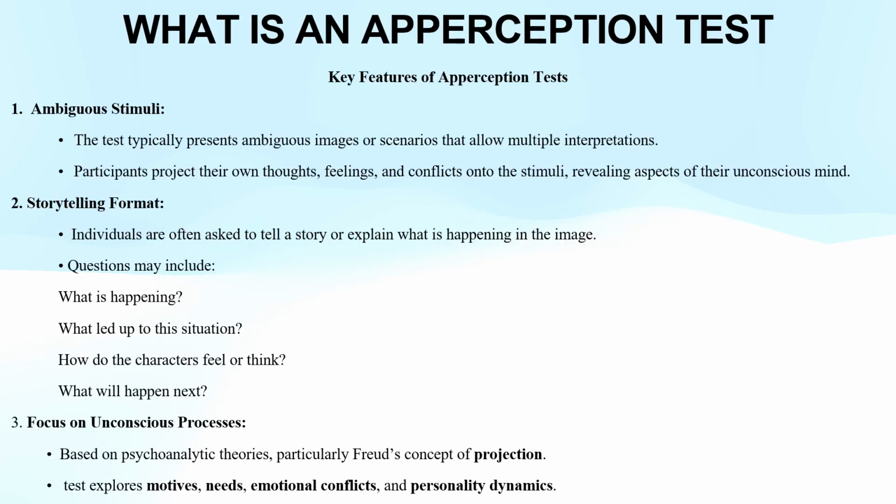There are a few key features of the apperception test: mainly ambiguous stimuli, storytelling format and focus on the unconscious process. So here we have ambiguous stimuli in the form of pictures. The format is storytelling, where individuals are often asked to tell a story or explain what is happening in the images. In the next slide we will see how to give instructions. We will ask the patients how the person has reached this position, what is happening, what will happen, and the feelings and emotions currently present in the person in the picture.